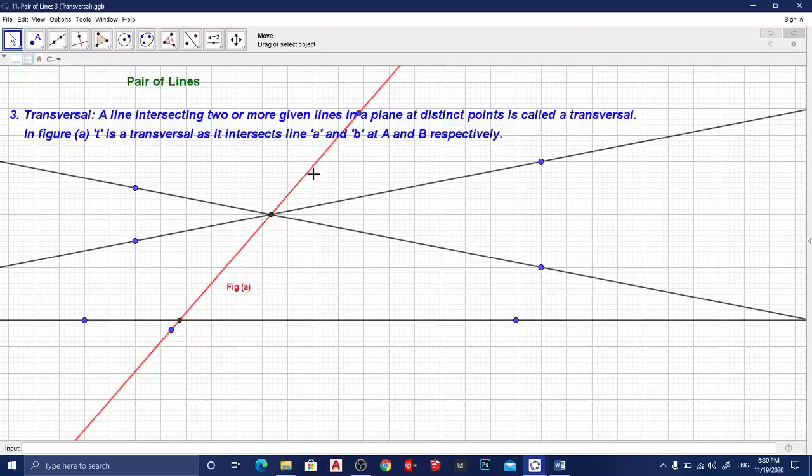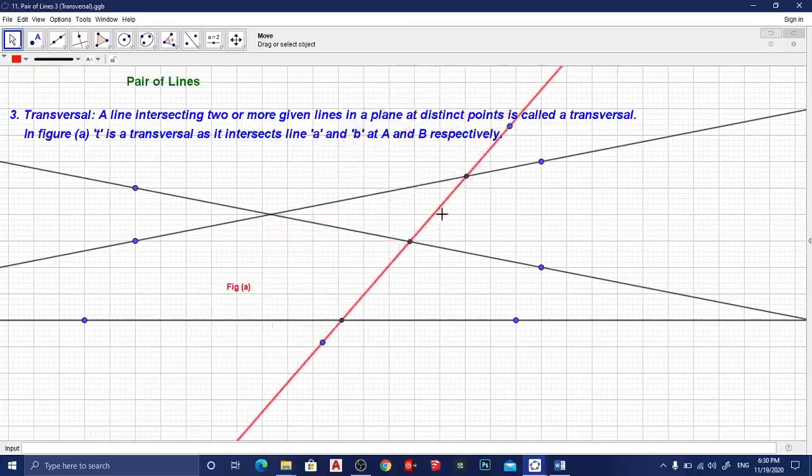Okay, this line is called a transversal if this line intersects these two lines at two distinct points, like this. Two distinct points should be there. Two different points it should intersect. Then only this red line is called the transversal line to the given two lines. So now this is the transversal of this line and this line and this line, for three lines.